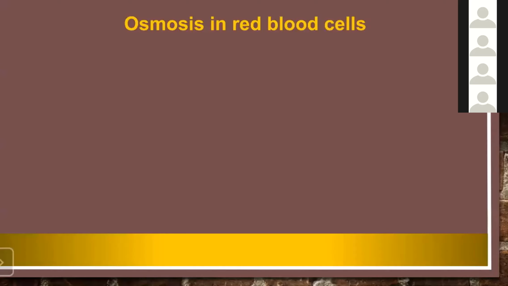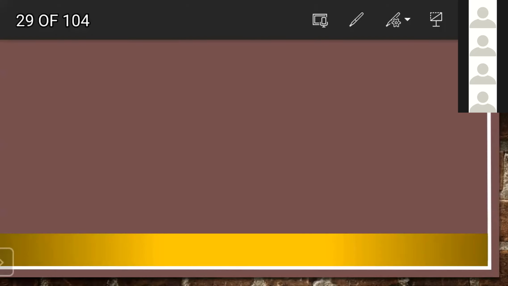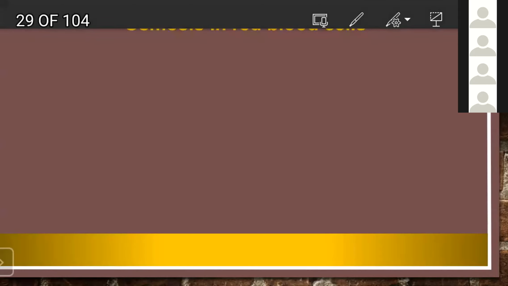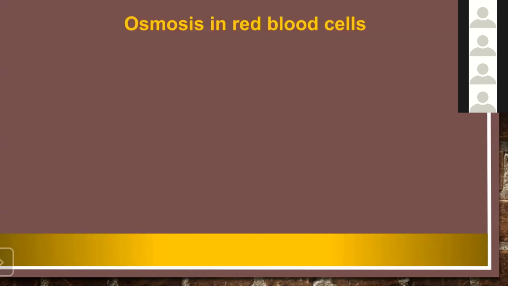Sorry for that glitch. I was trying to connect to this. Osmosis using red blood cells. And I was saying, if we were at school, we would have demonstrated this using red blood cells from the rats. Then we would have placed the cells into various solutions, then see what happens to them.